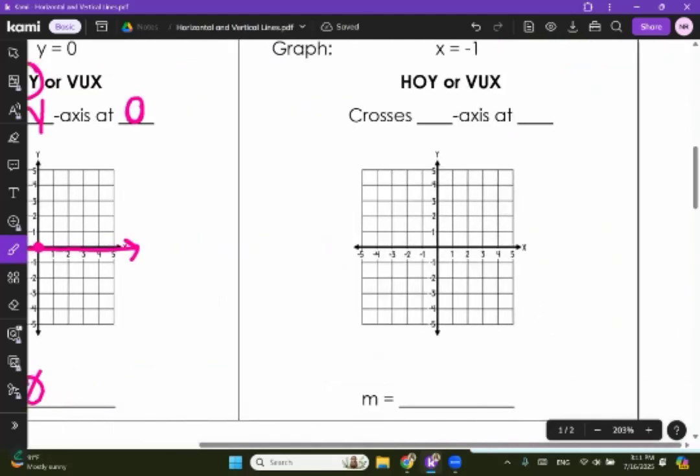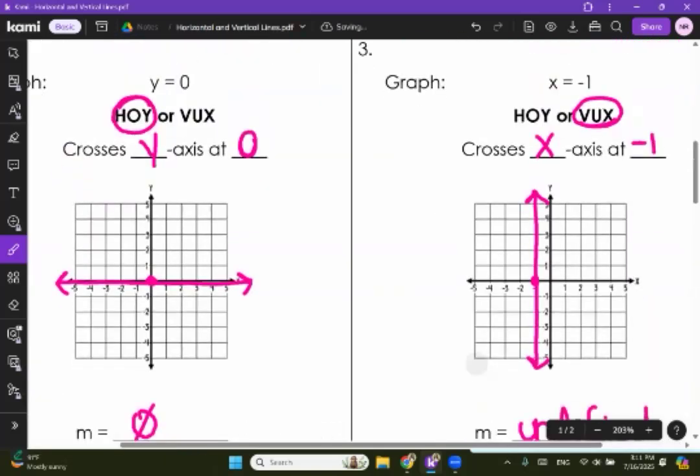Next one, x equals -1. VUX. It's going to cross the x-axis at -1. So I go to the x-axis, and I'm going to draw what kind of line? A vertical line. Vertical lines have a slope of undefined.